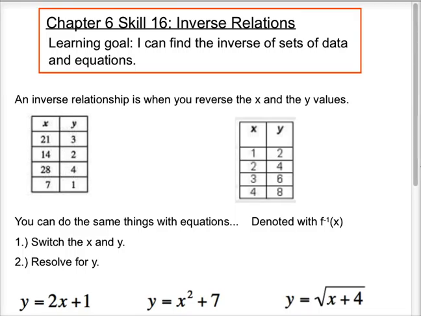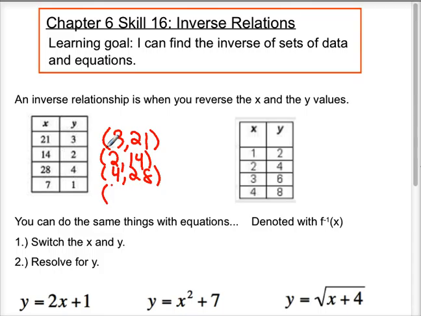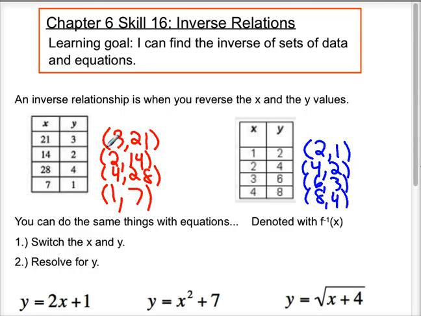So inverse relations, what we're talking about is inverses happen when you can reverse the x and the y's. So what I mean by that is if you take this first table, the inverse would be flipping all the x and y values. Okay? The inverse to this, again, flipping all the x and y values. So that's the basis of inverses. All you're doing is flipping x and y's.